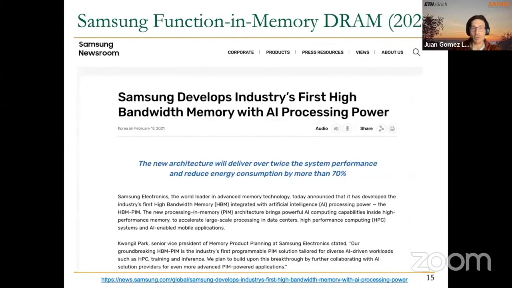But this UPMEM company is not the only company that is starting to fabricate and commercialize processing in memory systems. About one year ago, Samsung announced their first processing in memory system, PIM-DRAM or HBM-PIM, that is based on the fast, high bandwidth HBM2 memory, and it's targeted at artificial intelligence applications.